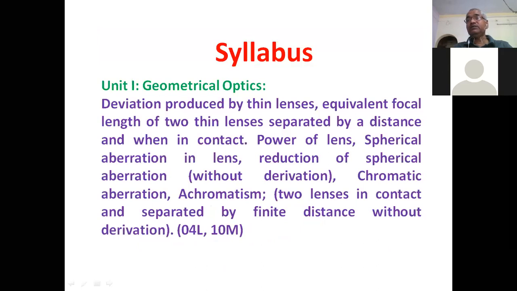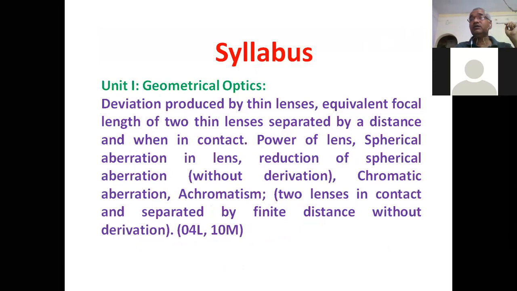Now the syllabus for this course is briefed here. So this is the syllabus for unit first, that is the geometrical optics. The whole course is divided into 5 units. We will take the syllabus unit wise. So this is the syllabus of unit 1, that is the geometrical optics.